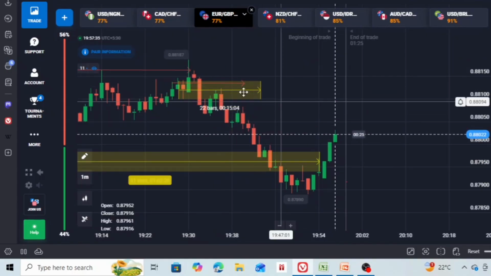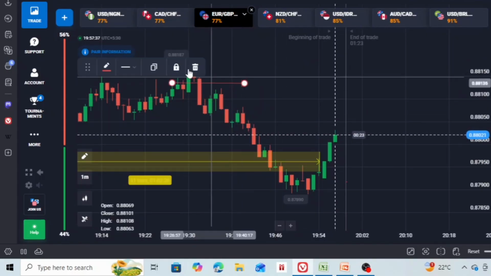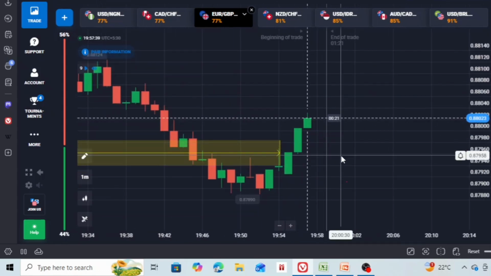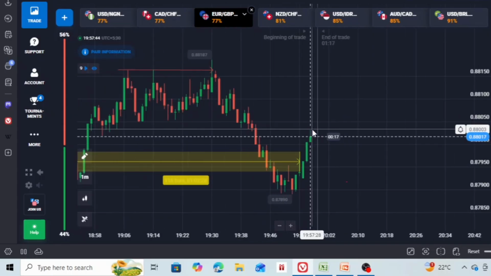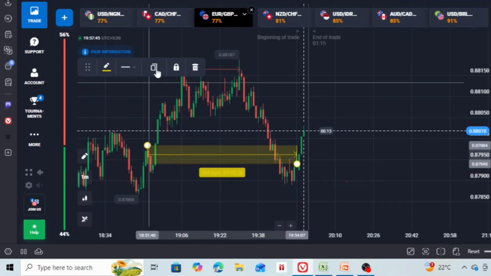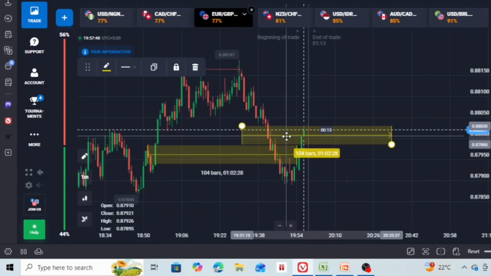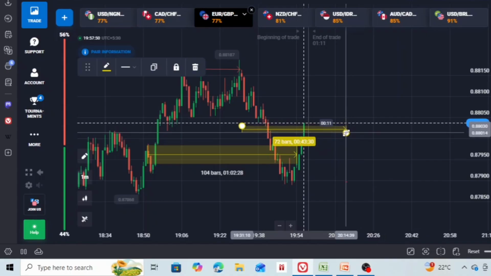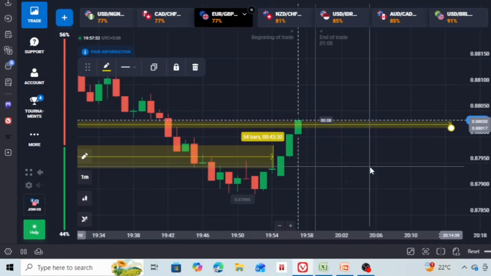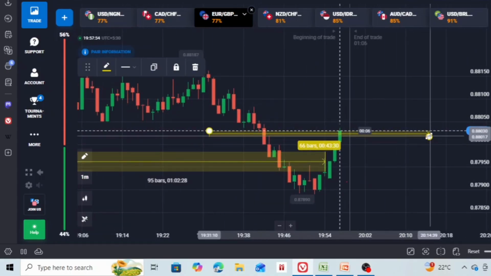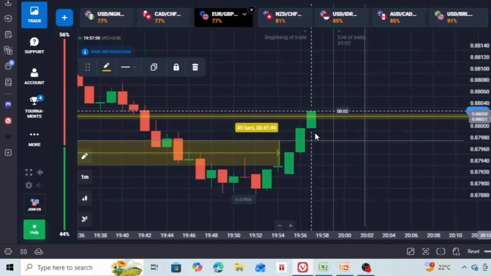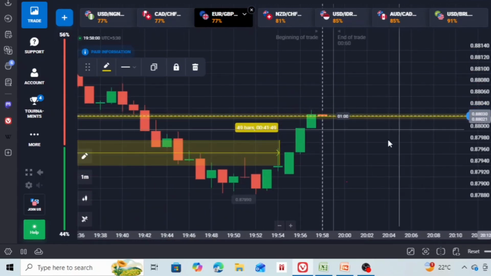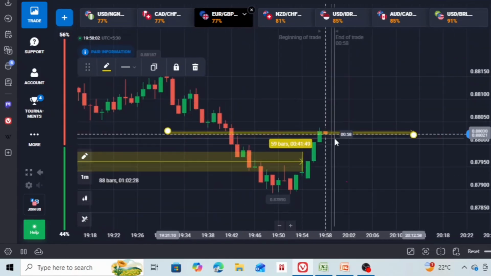Let me just delete this gap. Okay, so we have the gap here. Okay, so it was not able to break out this gap.